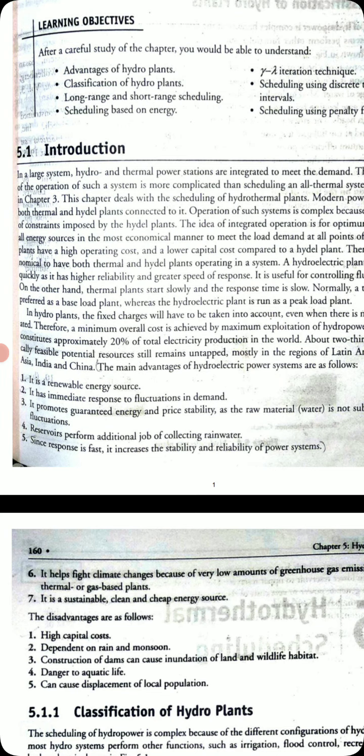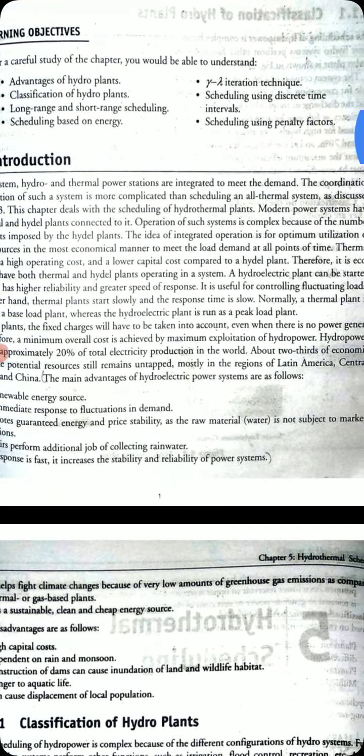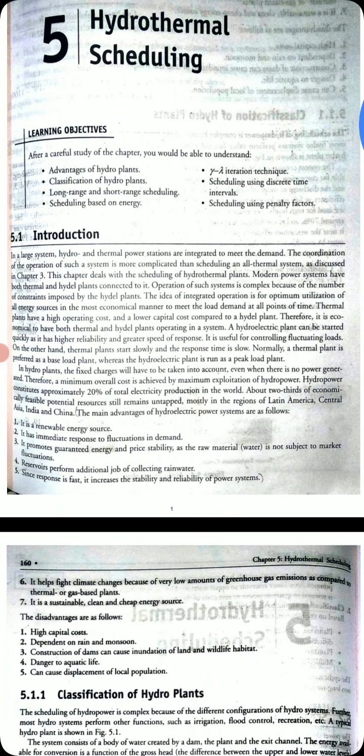As we have seen in the previous chapter, thermal has a slow response, whereas hydro has a very high response to fluctuation in the load demands. It promotes guaranteed energy and price stability, as the raw material is not subject to any marketing fluctuations. This is one of the important things here. Water rate cannot differ because it is purely dependent on nature, like your coal rate depends on the international market, but it is not like that. Availability of water is the main thing. So it promotes guaranteed energy with a guaranteed price.